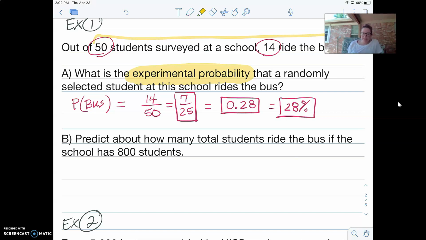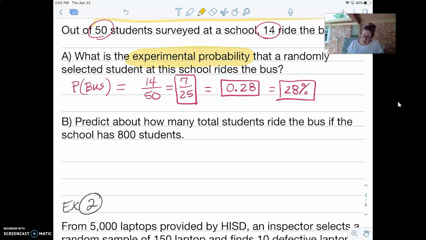Now we're going to look at the theoretical. So that's going to be this right here. It says, predict about how many total students ride the bus if the school has 800. Oh, no, I'm sorry. That is not going to be the theoretical. Sorry, we'll do a theoretical example in a moment. This is just predicting based on the experiment how many students approximately would ride it if there were 800.